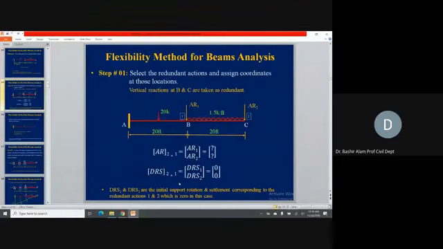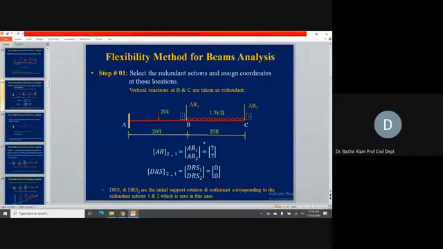And we will choose these redundant actions such that our calculations are easy. Next slide now. If you see the vertical reaction at B and the vertical reaction at C, we choose those as our redundant actions. Now, how we fix the direction of these redundant actions is arbitrary. You can choose them in the upward direction, you can choose them in the downward direction. So here you can see AR1 and AR2, these are the redundant actions, and we have chosen them in the downward direction. So downward direction is becoming our positive sign.